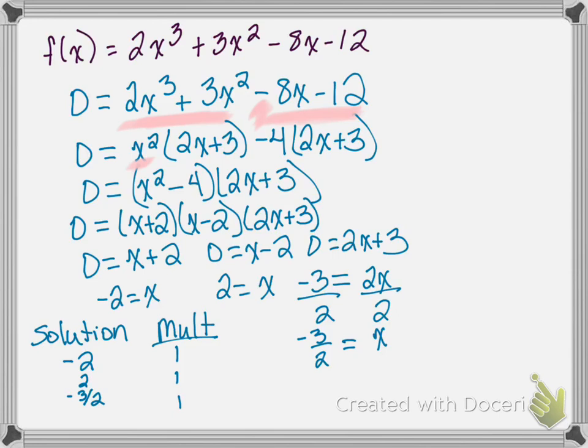Now, my leading coefficient is this 2x to the third. That's my leading coefficient. Because of the x to the third, my end behavior is going in opposite directions. That's because my exponent is odd. Because my coefficient is positive, it has the shape of bottom left to top right. Okay. I'm running out of space, right?